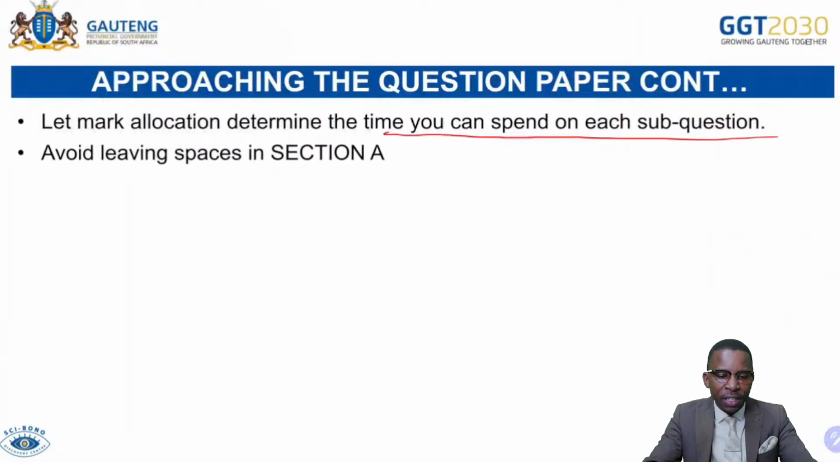Avoid leaving spaces in section A. Basically, in all sections, do not leave spaces. Should you choose a question, let's say you choose question 2, you answer all questions in question 2. Should you choose question 3, answer all questions in question 3. If you choose question 4, answer all questions in question 4.